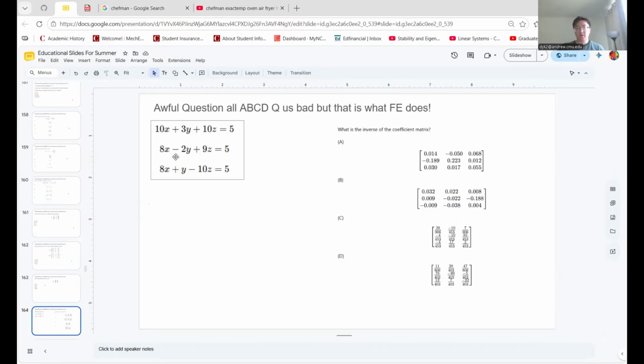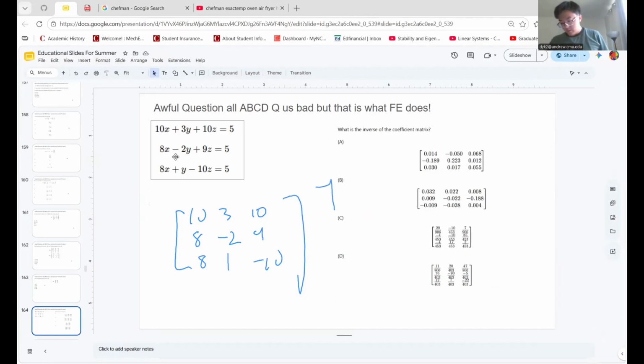Oh, wait, coefficient matrix. Sorry. So what you have to do is 10, 3, 10, 8, -2, 9, 8, 1, -10, and take the inverse of that. Oh, I'm a dumbass. Sorry. I was thinking, how do you do a fancy solve on this thing? And I realized there's no way to really solve that question. And then I realized I'm being stupid.